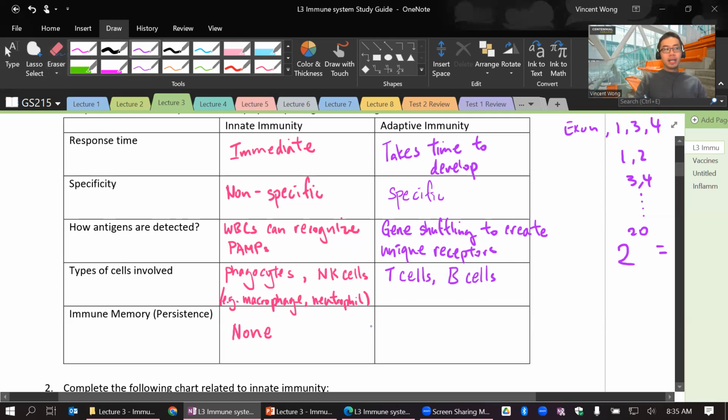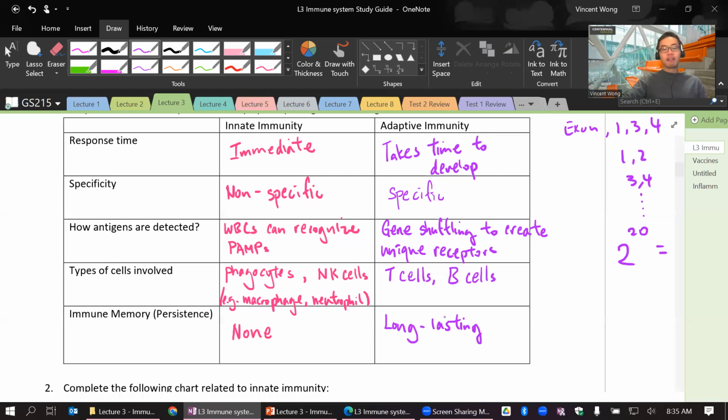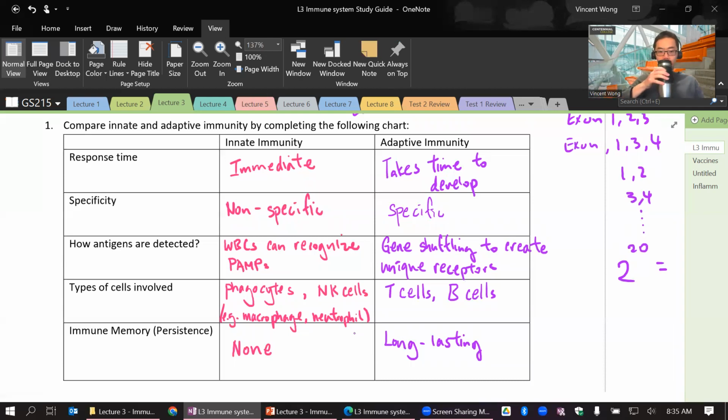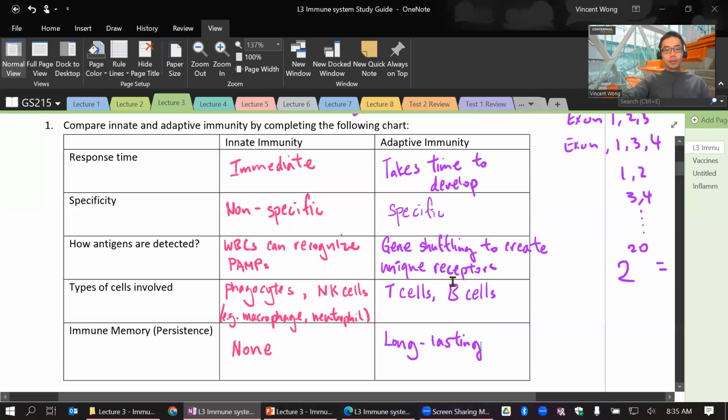Whereas adaptive immunity has long-lasting immune memory. If you fought off chickenpox once, you're going to be able to fight it off again. You're basically going to have protection for your life. So those are the key differences between innate and adaptive immunity. Does anybody have any questions? Okay, great. So that is that.